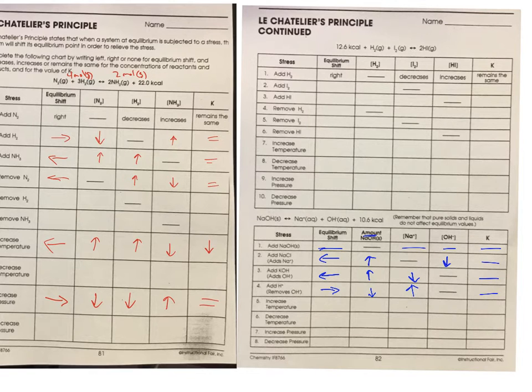Here we go, temperature. It's exothermic, right? We see that heat is on the product side. Therefore, if we increase temperature, we add heat to the products, we add products, think of it that way.